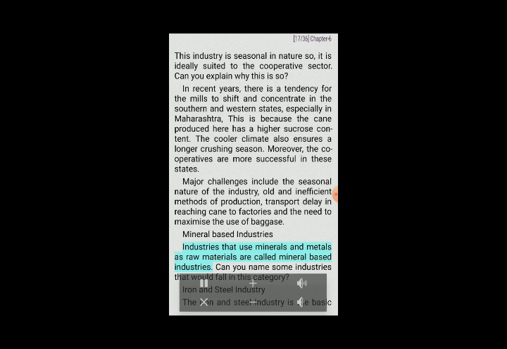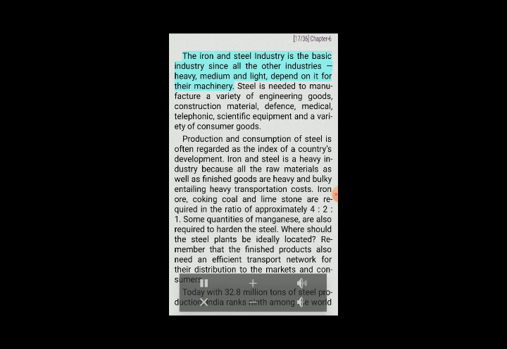Mineral-based industries. Industries that use minerals and metals as raw materials are called mineral-based industries. Can you name some industries that would fall in this category? Iron and steel industry. The iron and steel industry is the basic industry since all the other industries, heavy, medium and light, depend on it for their machinery.